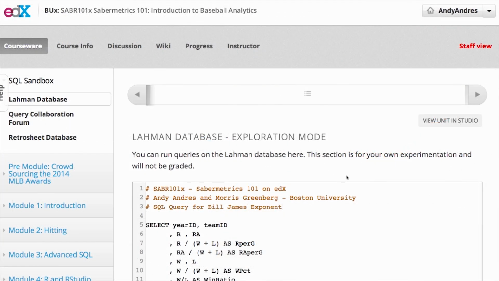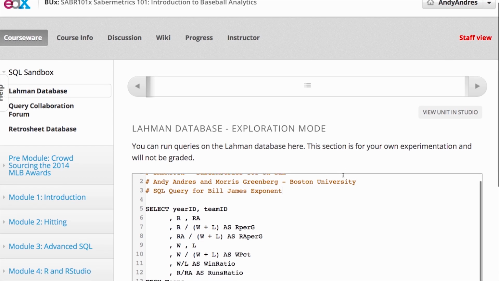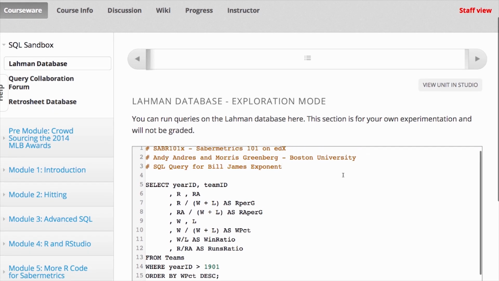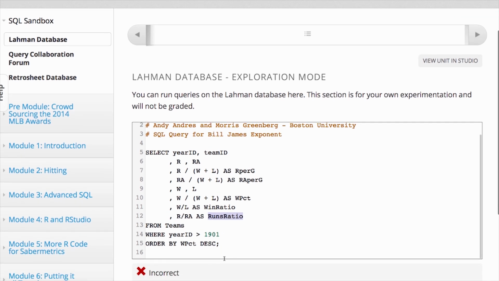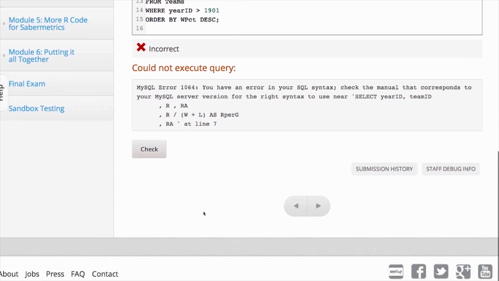Continuing on our exploration to find the right exponent for the Bill James Pythagorean theorem, I have this little SQL query that Morris and I have written, and it's very similar to what we looked at before when we did our wins estimators SQL queries. So these will get put into the results table. We'll take all the data from 1901 and dump this data table into R Studio to better work with the data. So let's run this query.